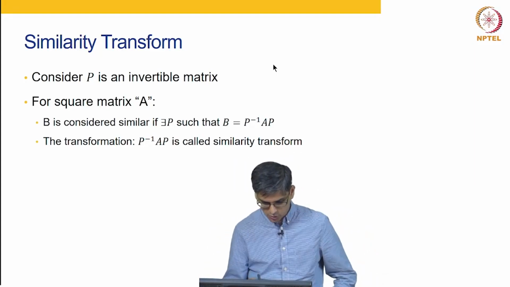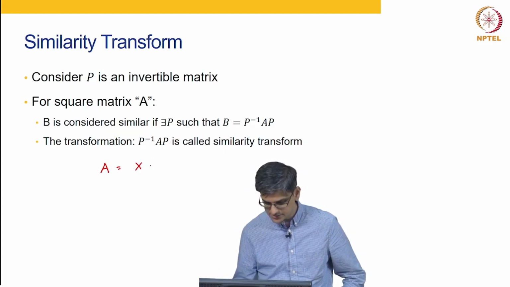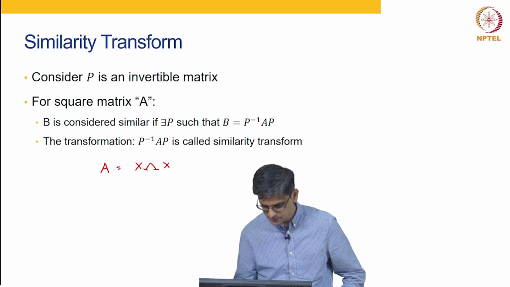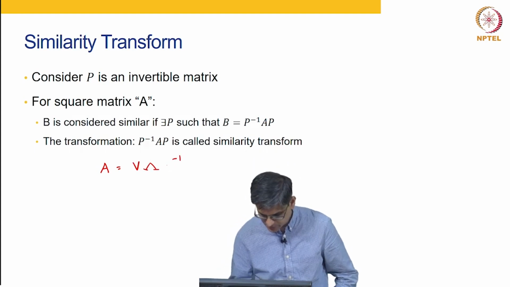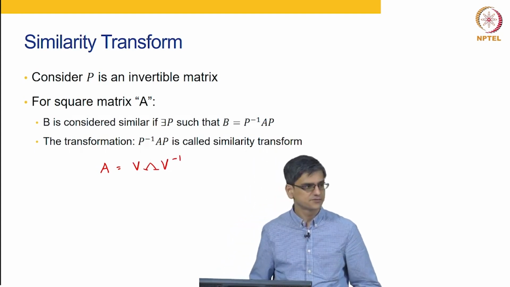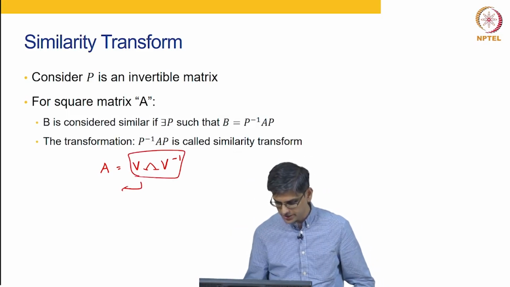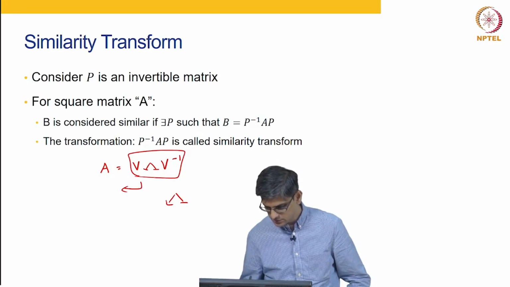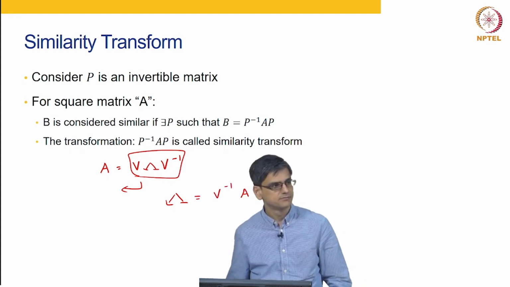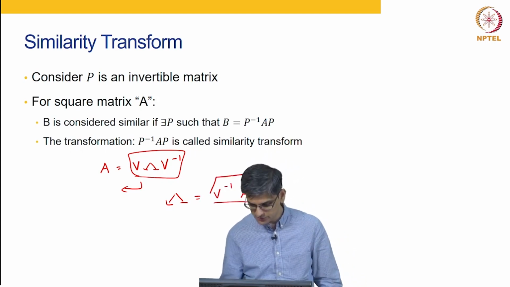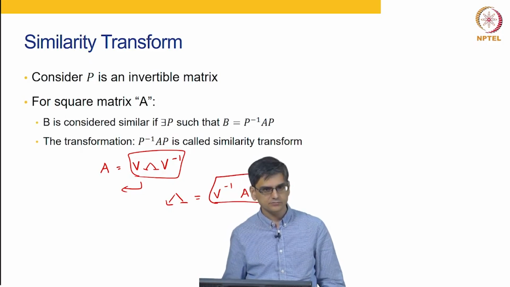Okay. So we had said that any matrix A can be written as v lambda v inverse, right. This kind of a transform, or we can write this as lambda is v inverse A v. Okay. This transformation is called a similarity transformation. Okay.